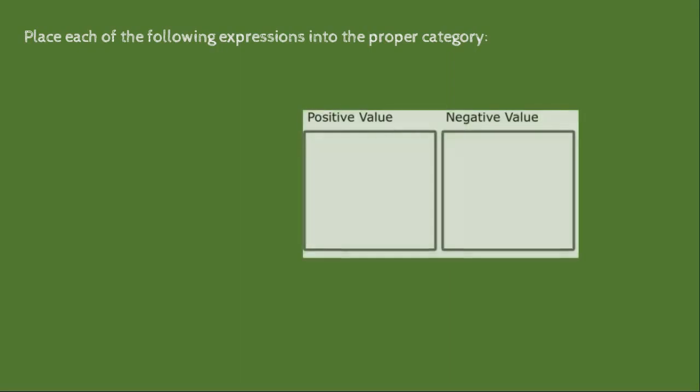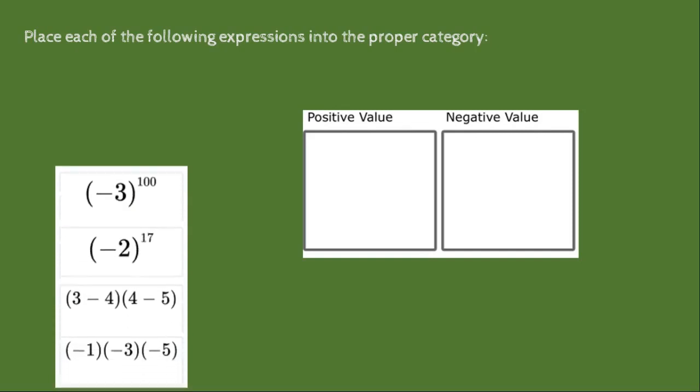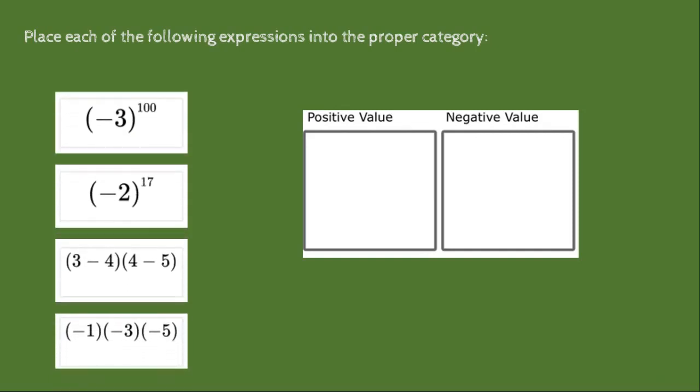Place each of the following expressions into the proper category. So our categories are positive value or negative value. And our expressions are (-3) with an exponent of 100, (-2) with an exponent of 17, (3 - 4)(4 - 5), and the last one is (-1)(-3)(-5).